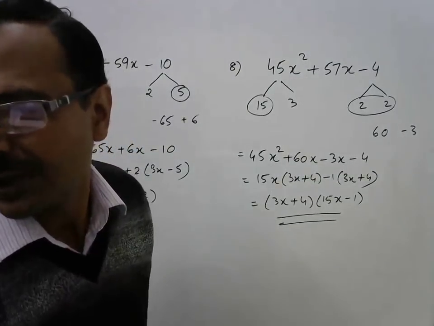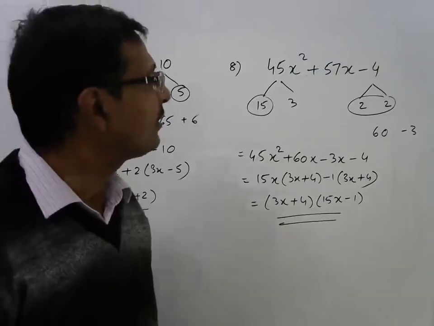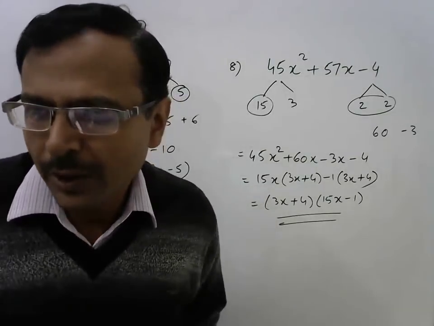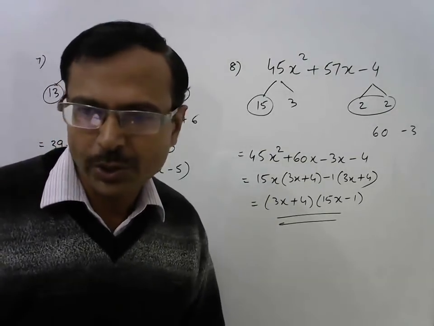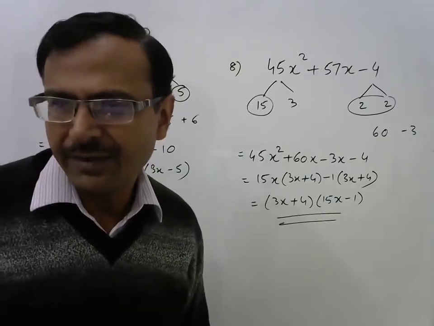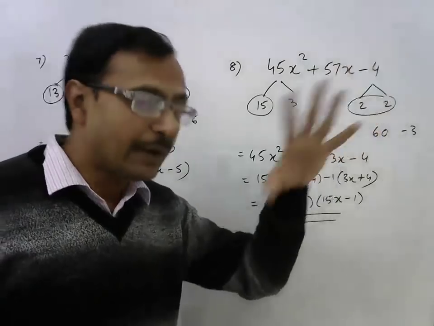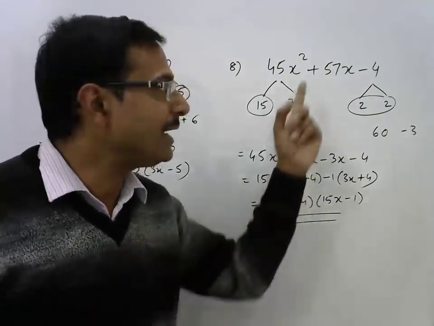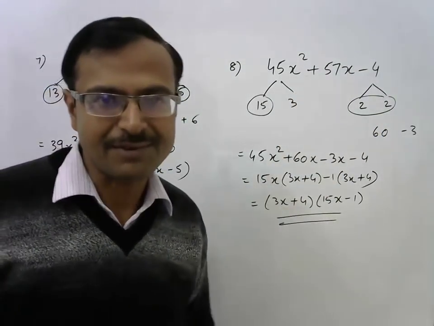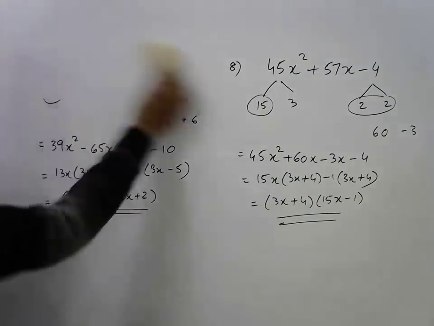Okay, so we can take 9 and 5 also. 9 and 5. Sir, we can take 9 and 5. I don't know which question you are talking about. 45 and 4 is 180. So you need to have a product of 180 and a sum or difference of 57. So that is what is the concept.